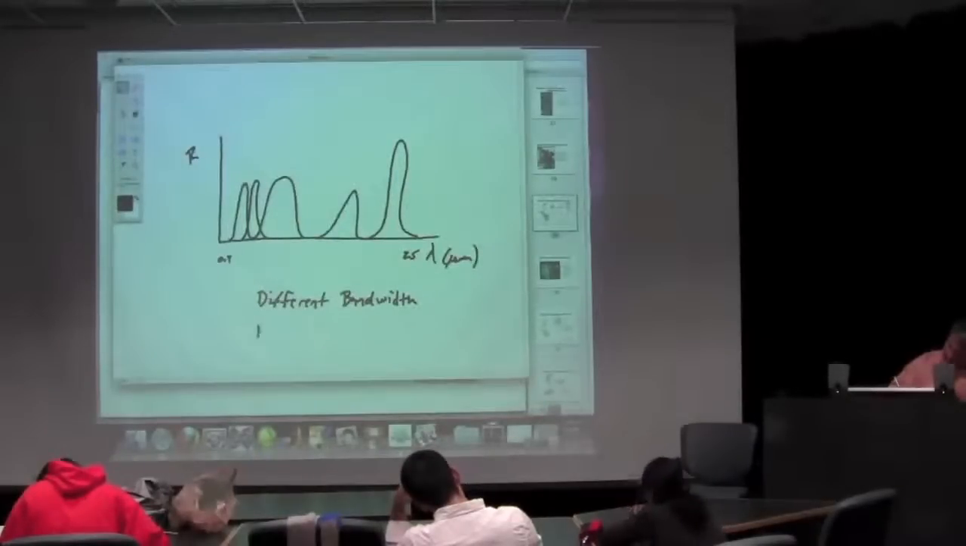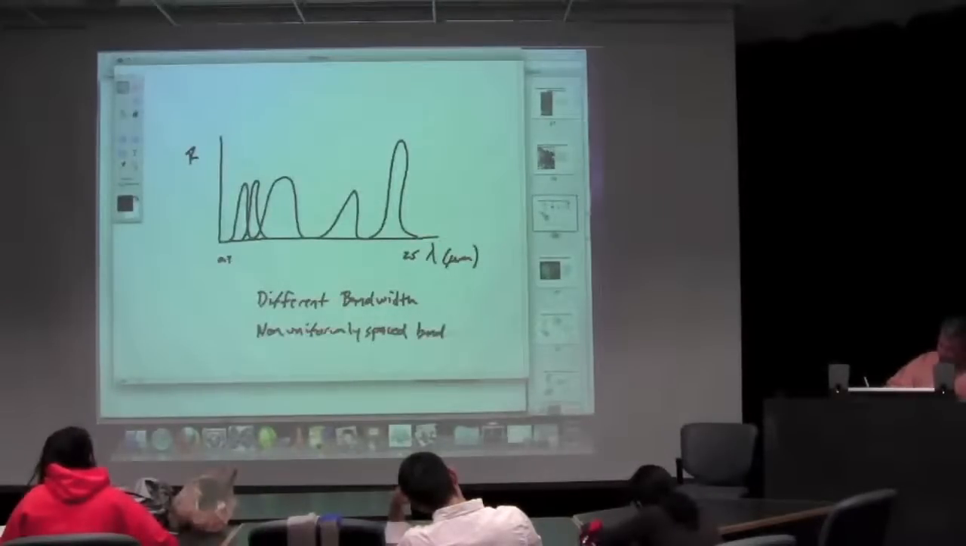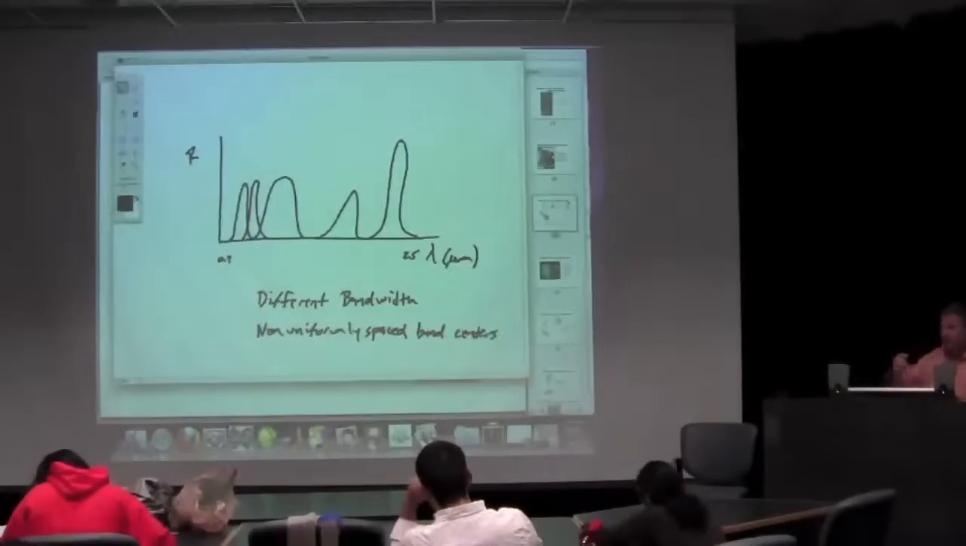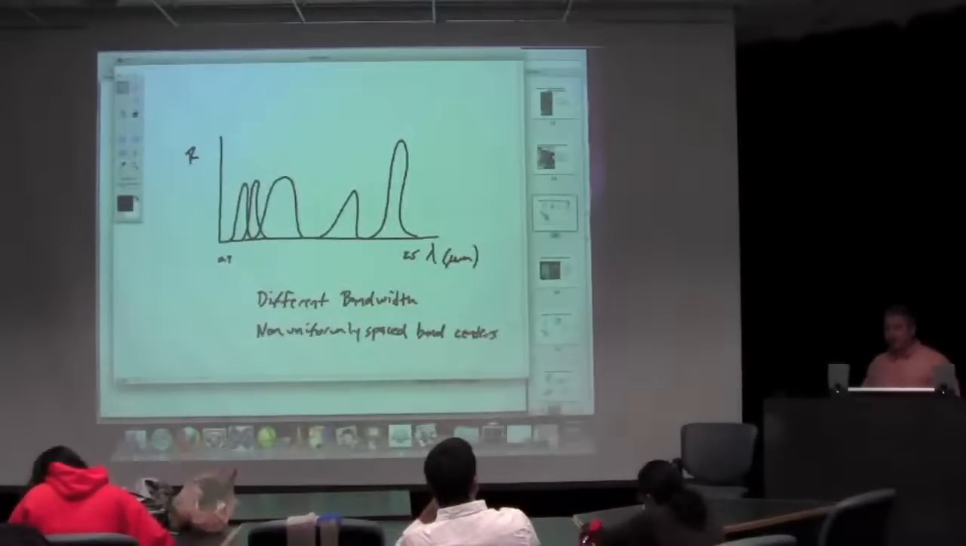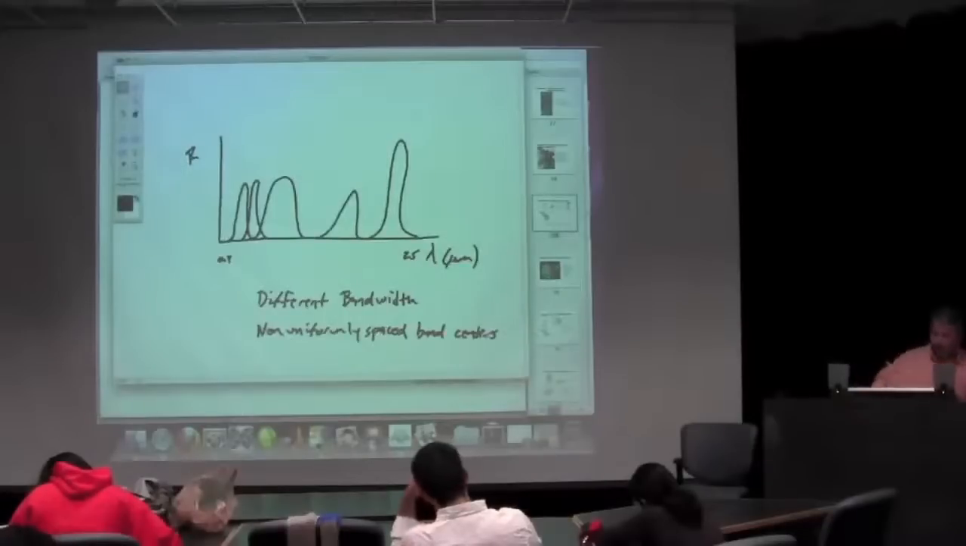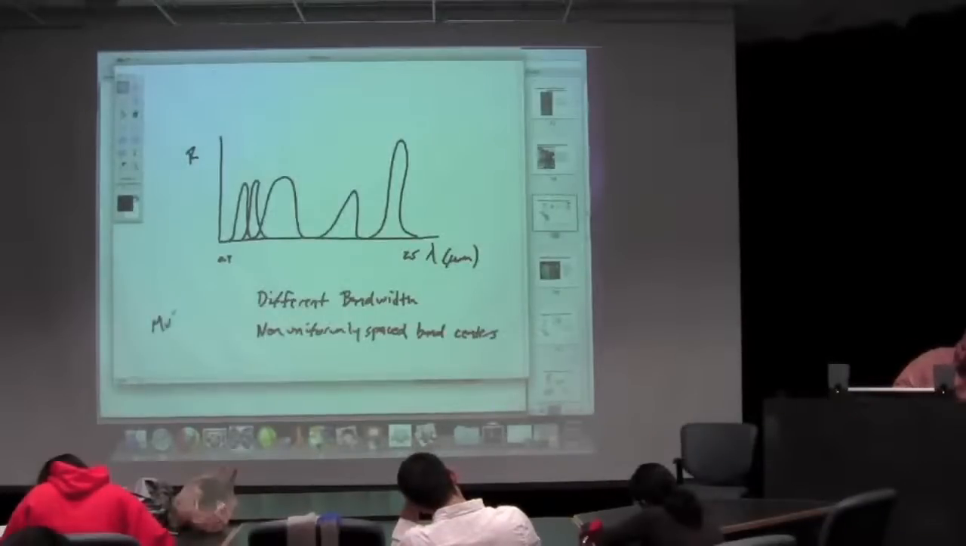and non-uniformly spaced band centers. When I say band centers, does everybody know what that means? It's just the central wavelength in the spectral band. And that's usually what we refer to as multispectral.